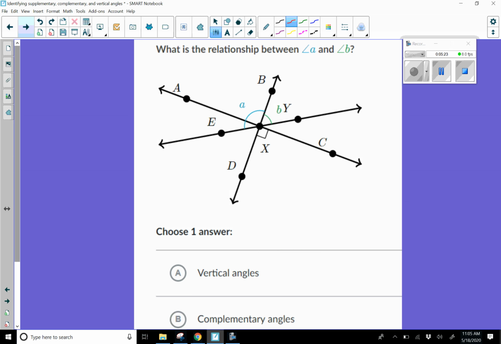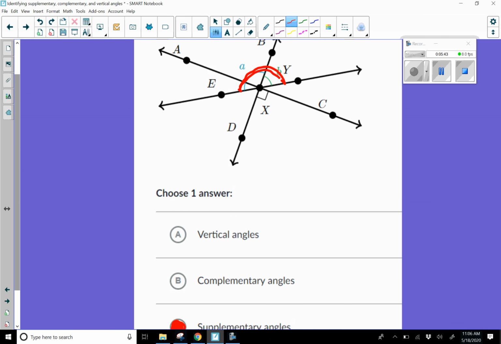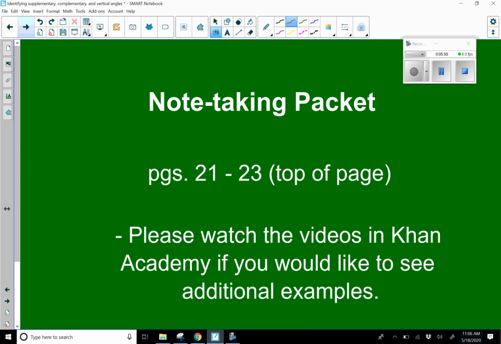What is the relationship between angle A and angle B? Now notice angle A is two angles together. And then we've got angle B in green. If you take a look, these three angles lie on a straight line together, which makes them supplementary angles. A straight line is 180 degrees, so that makes those two angles together supplementary angles. Okay, so that does it for identifying supplementary, complementary, and vertical angles.